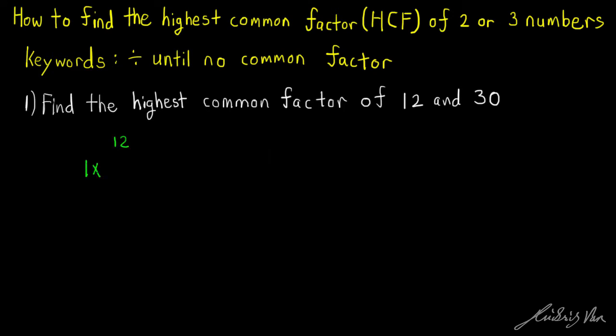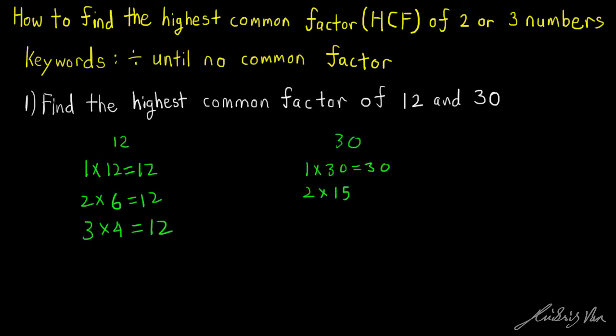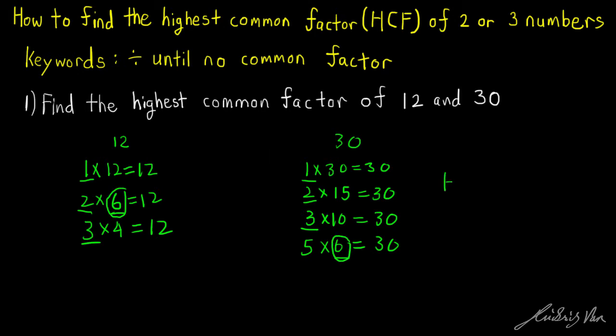Basically, if you do not know the method, what you will do when you are desperate is to list out all the factors of 12, like 1 times 12 equals 12, 2 times 6 equals 12, and 3 times 4 equals 12, as well as list out all the factors of 30. So 1 times 30 equals 30, 2 times 15 equals 30, 3 times 10 equals 30, and 5 times 6 equals 30. Then you will underline all the common factors and circle the highest factor, which is 6. So you will get the answer HCF is equal to 6.